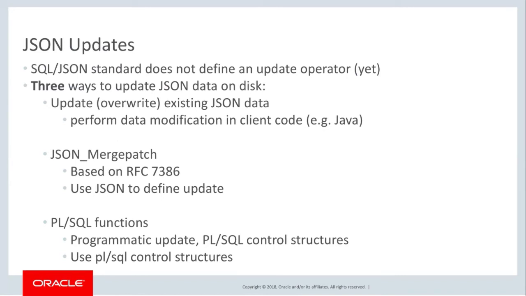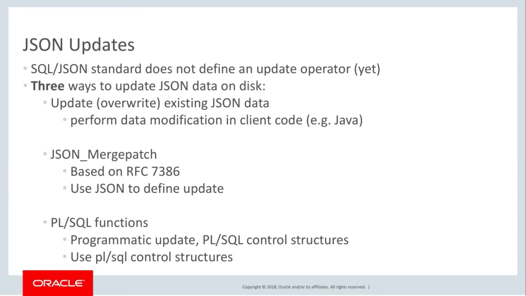So that leaves us three ways to update your JSON data as of today. The most obvious one is where you generate a new JSON on the client. Let's say you have a Java program that pulls out the data, modifies it, and pushes it back. We're not presenting that here. I think this is obvious how this would work, where you just do an update with a new JSON.